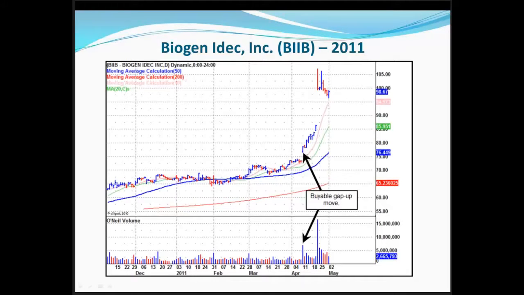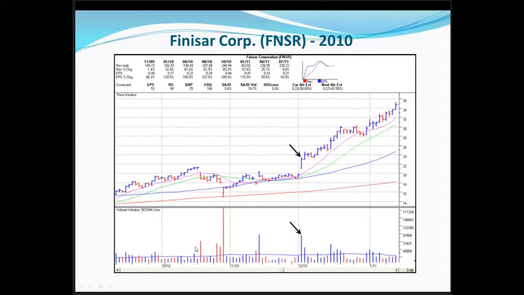So you would probably want to buy that one, but being in a position to buy this one, I think you would not want to be doing that. Biogen did continue to build a base, and it did continue higher later on, but this was pretty much the top at the time. Here's Finisar starting a move in 2010.